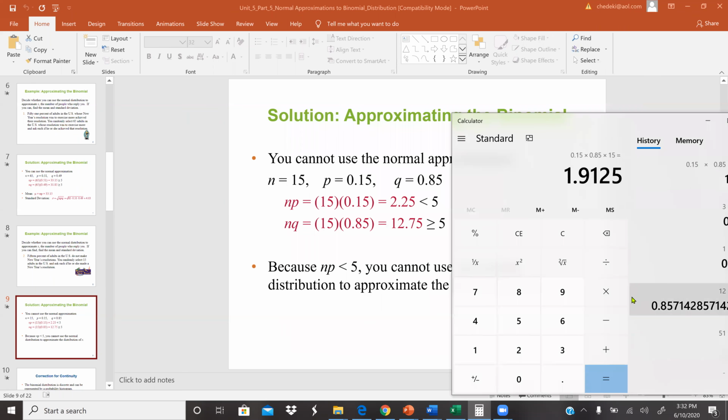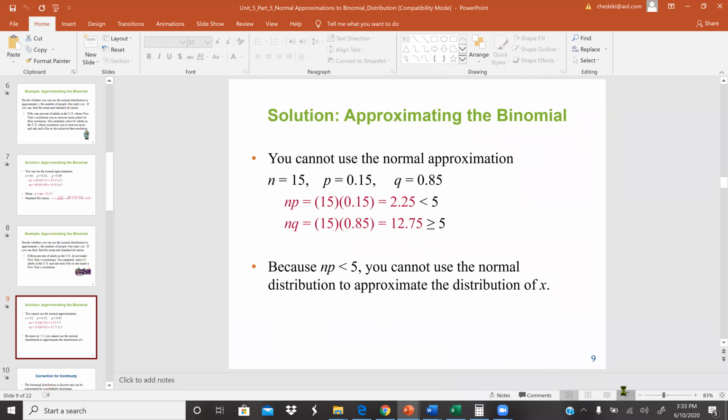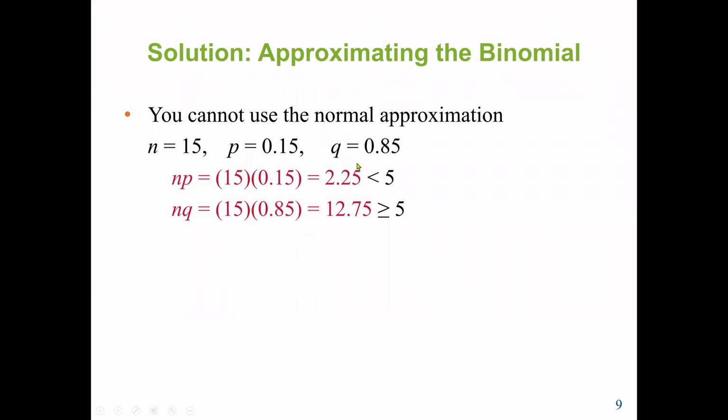So what I'm trying to say here is that whether you use np and nq or npq, the result will be the same. Again, one more time, we have the sample size 15 times 0.15, which is the p, times 0.85, which is the q, and we get 1.9. So again, we cannot use the normal approximation because npq is also less than 5.